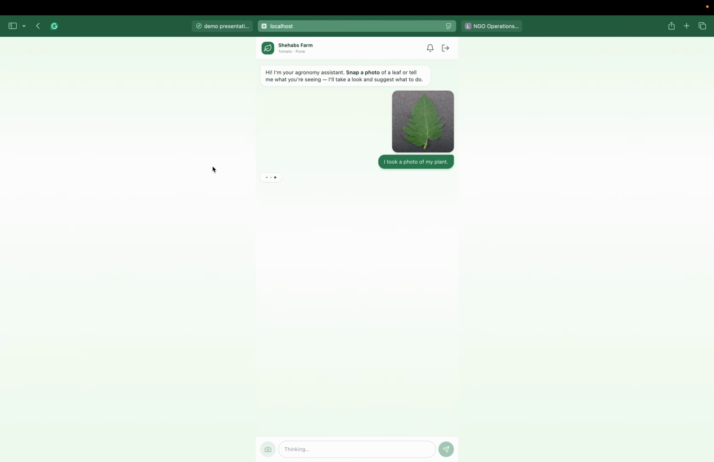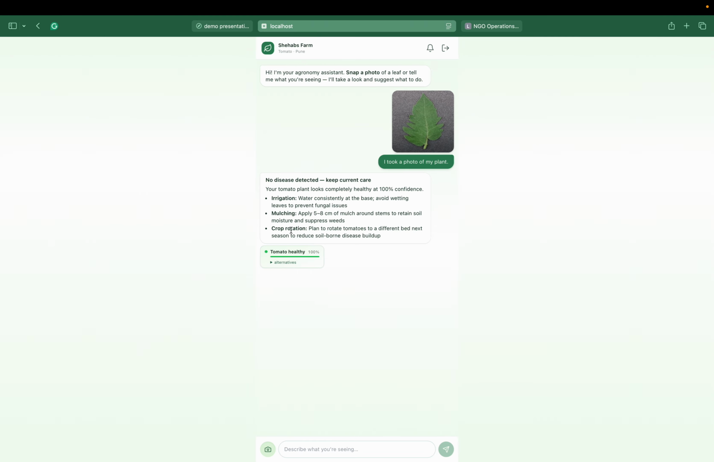So we'll give it a sample photo of a healthy tomato plant that was in my farm, and I want it to give me inference on whether there's a disease or not. Obviously, there's no disease because it's a nice and healthy leaf.